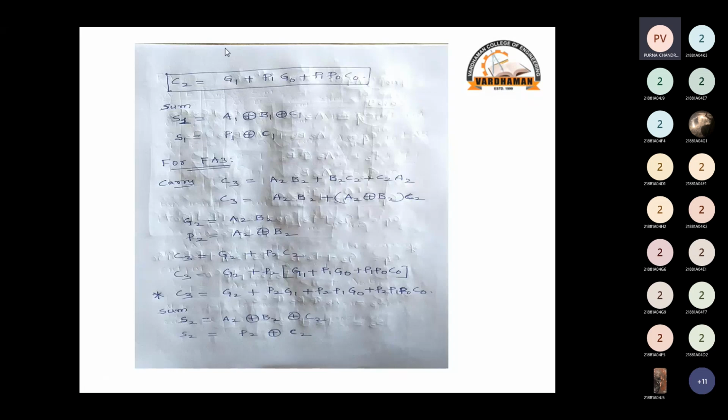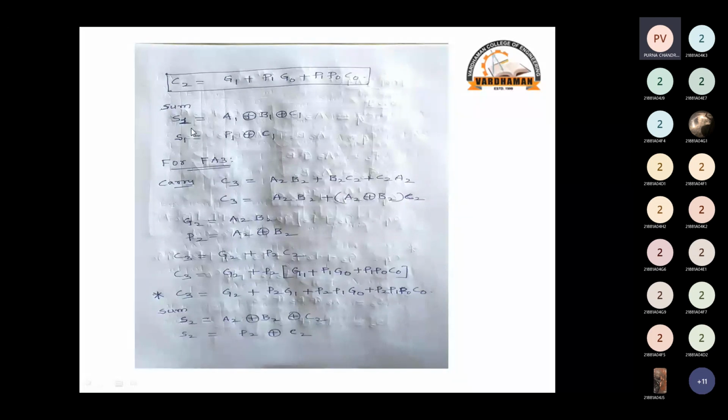Now what is the sum expression for the second full adder? The inputs are A1, B1, C1. The sum expression S1 is equal to A1 XOR B1 XOR C1. Now we can also express S1 in terms of P1 and C1, since A1 XOR B1 is equal to P1: S1 is equal to P1 XOR C1. So these are the sum and carry expressions for full adder 2.